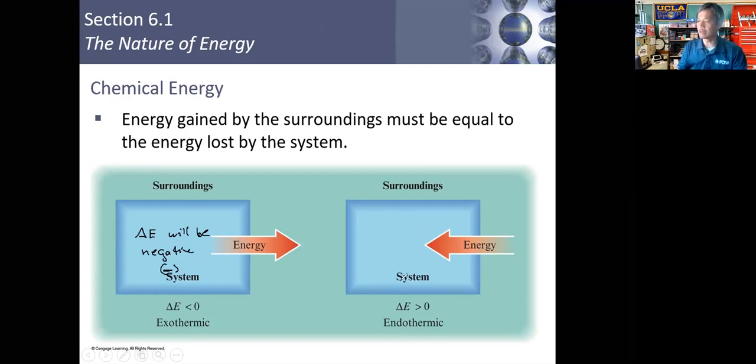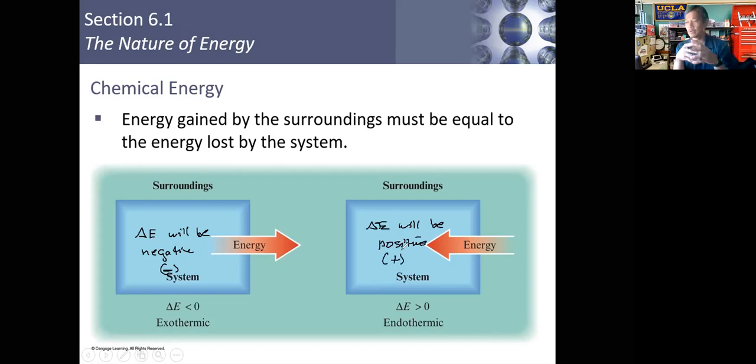If the system is an endothermic process, the change in energy will be positive, which means, and this is a very good way to think about this, we're adding energy to the system. So if delta E of the system is negative here, the delta E for the surroundings is going to be positive in the first case, for an exothermic process. For an endothermic process, delta E for the surroundings is going to be negative. So the two signs will always be opposite.